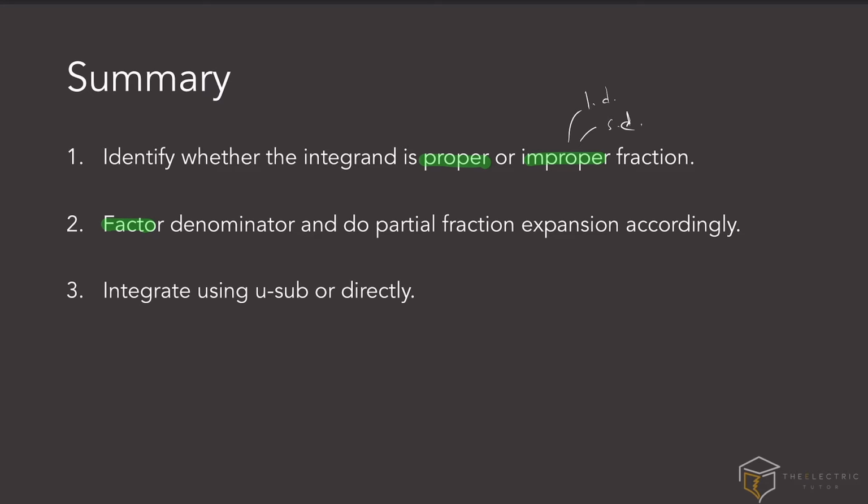So always remember that. And then the second step would be to factor that denominator and do the partial fraction expansion accordingly. So if it's linear, you expand that n times, and you put constants on the top. But if it's an irreducible quadratic, which you already know what that is, we expand into n new fractions with linear terms in the top instead of just constants. And then finally, you just integrate. Most of the time, like 99% of the time, you can integrate it using u sub, and sometimes you can integrate directly. Now, let's try a first example.